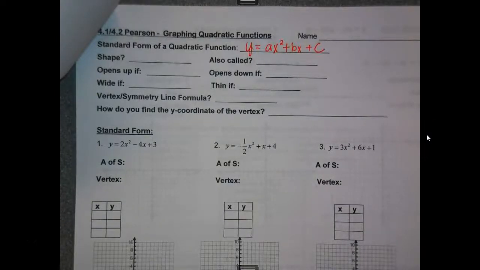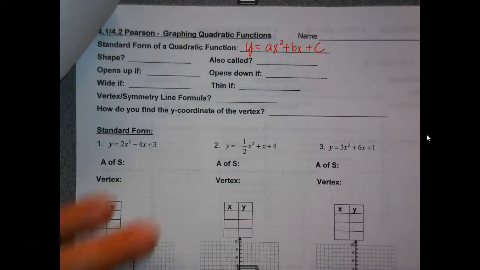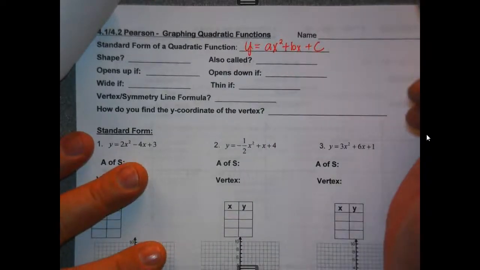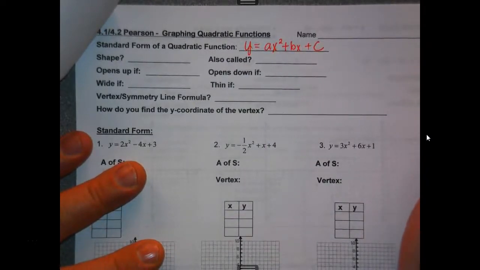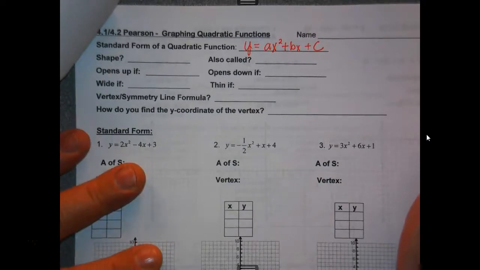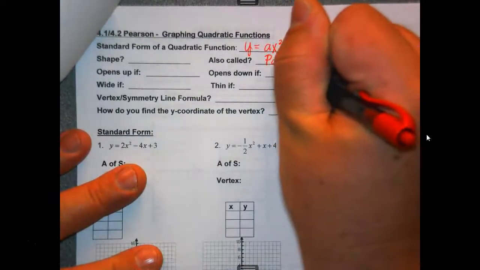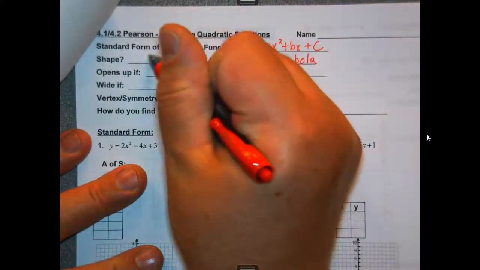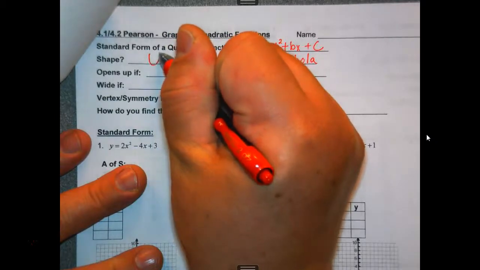Okay, so y equals ax squared plus bx plus c is the standard form for a quadratic function. What shape is it? A quadrilateral. Wonderful. No. What shape is a square? It's a parabola. A parabola. It's U-shaped, right?